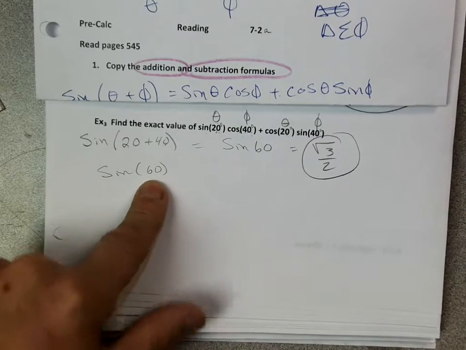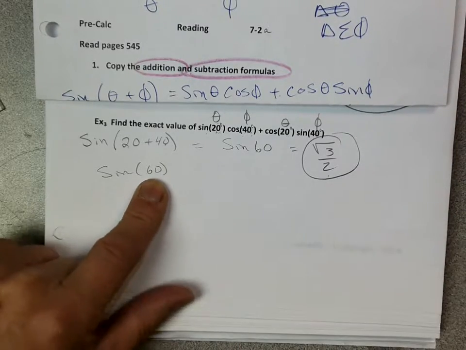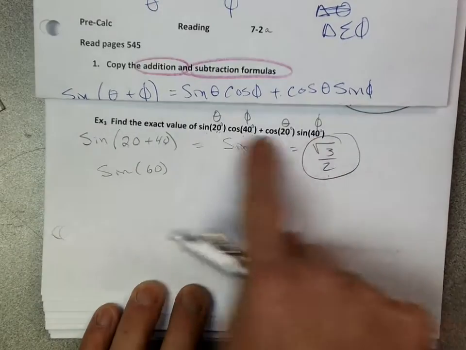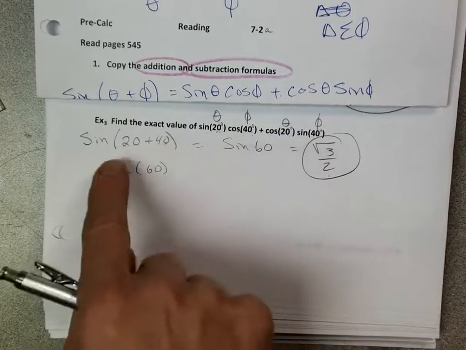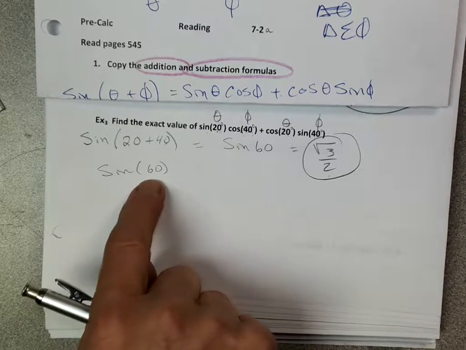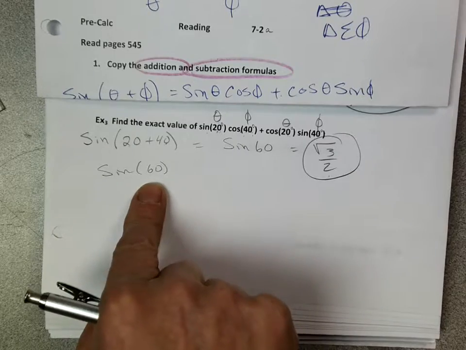So I go straight to the unit circle. What is sine of 60? Square root of 3 over 2. Okay. So I worked the formula backwards. I recognize that in its expanded form, it came originally from sine of theta plus phi. 20 plus 40 is 60. I can do that on the unit circle, can't I?